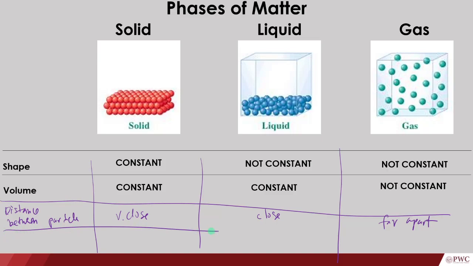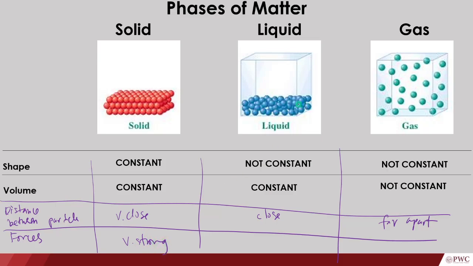Next, what's the reason behind this? Why are the particles of solids very close to each other, and why are the particles of gases far apart from each other? Again, that's because of the forces between the particles. There are forces between the particles, and these forces can be strong or weak. By the way, these are attractive forces, so these forces attract the particles together. For solids, since the particles are very close to each other, the force must be very strong. That's why the particles are close to each other.